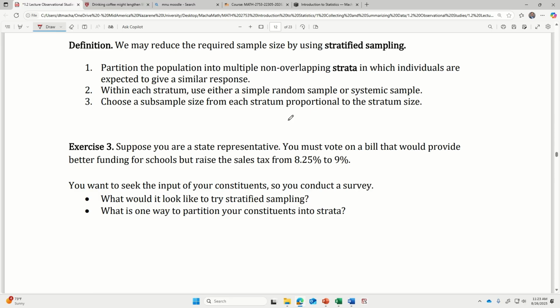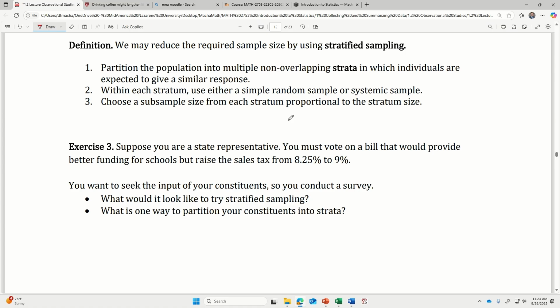All right, two more sampling techniques. We would like to reduce the required sample size. We're going to talk at the very end of the semester about how to determine what your sample size needs to be, because the sample size you need depends on what kind of question you're asking, and on what degree of confidence you want. Do you want to be 90% confident, 95% confident, 99% confident? That percentage confidence you're aiming for is going to affect your required sample size.